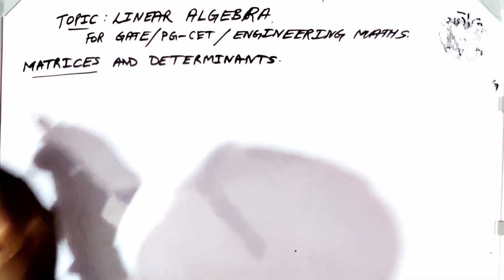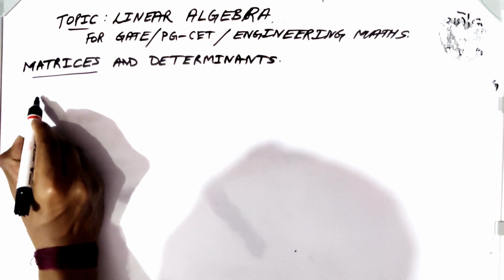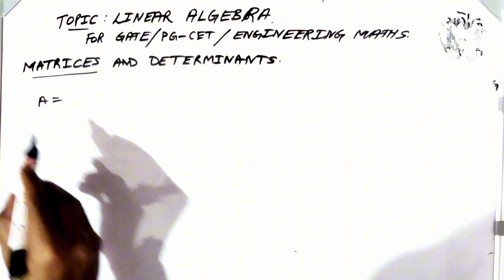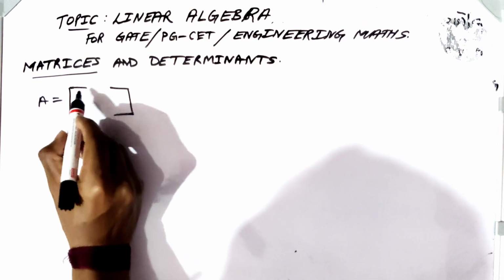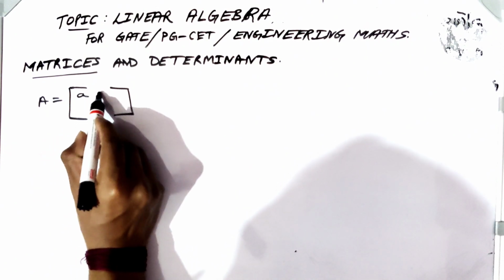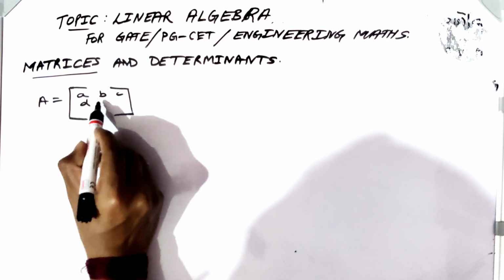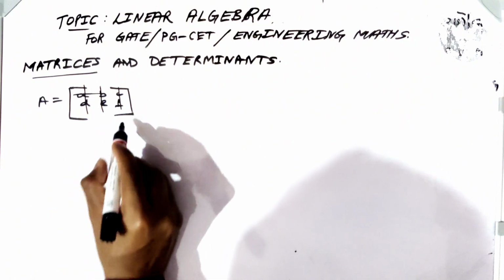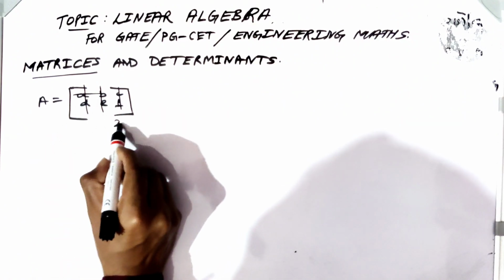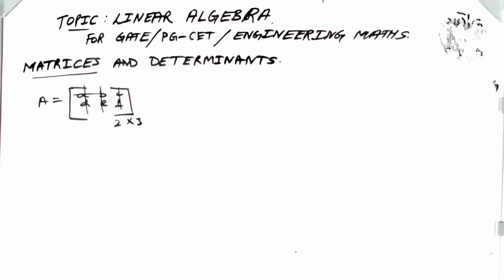So what do you mean by matrices? A matrix is nothing but a rectangular arrangement of numbers in rows and columns. If we want to call A a matrix, it should be arranged in a rectangular format. It may be numbers or alphabets like A, B, C, D, E, F. It is arranged in rows and columns as well. So this is 2 rows into 3 columns. So this is a matrix.